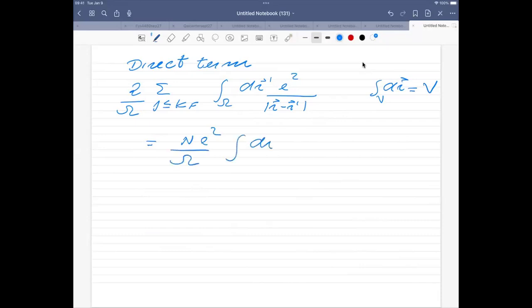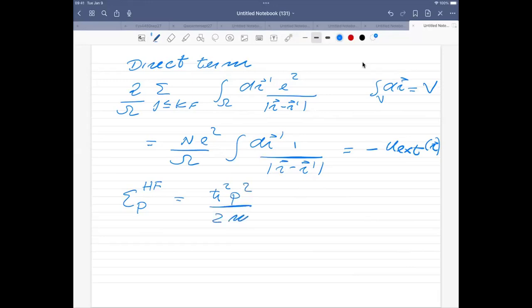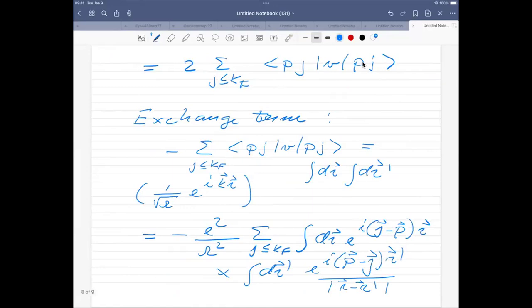And then I have a d r prime, divided by 1 over r minus r prime. And this term here is nothing but the external potential, which is due to the ions which we have. So that means that what we end up having to calculate is actually a Hartree-Fock energy of P here, which is now given by h-bar squared p squared divided by 2m, minus the exchange term which we put up here.